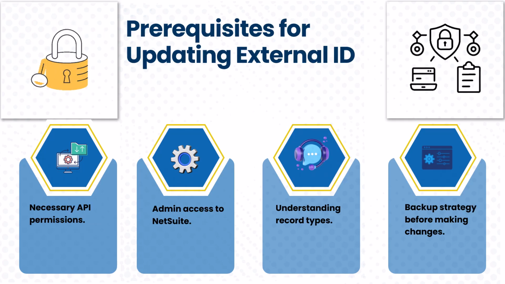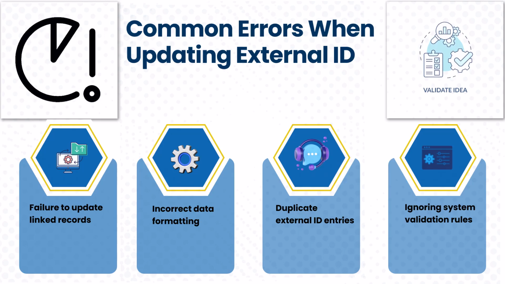Before we jump into updating external IDs, let's check our toolkit. You wouldn't go skydiving without a parachute, right? You need admin access, a grasp of record types, API permissions, and a solid backup plan. No one wants to be that person who accidentally wipes out critical data. Let's stay prepared.